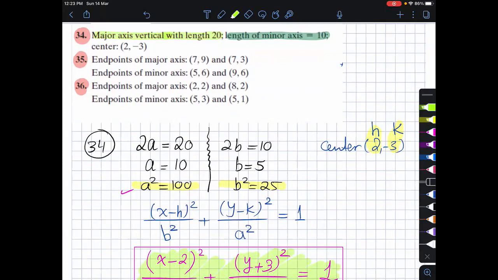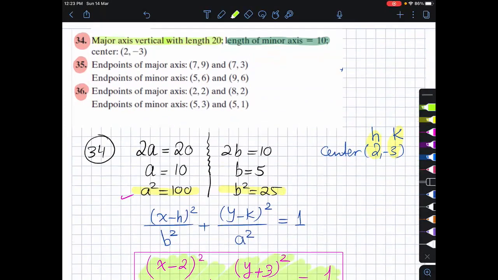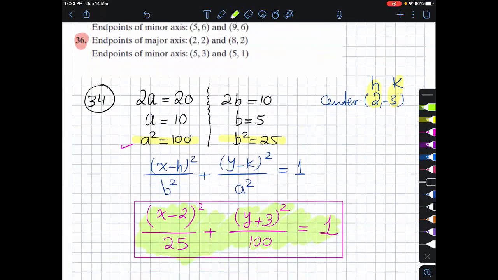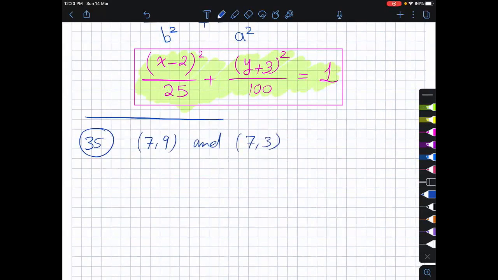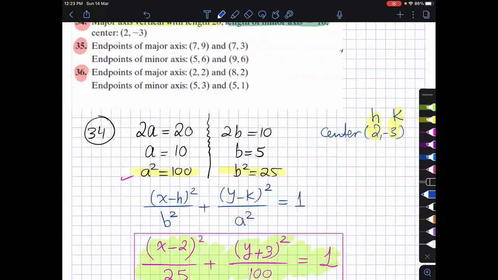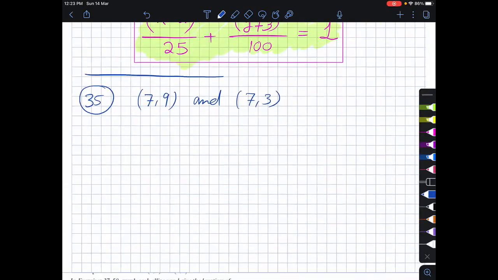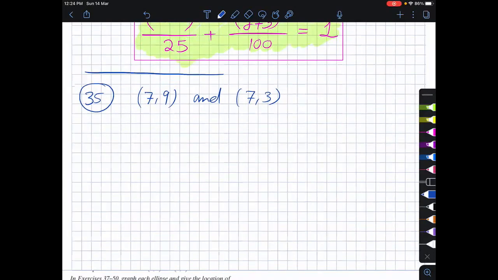Yes, Omar. Endpoints of the major axis are (7, 9) and (7, 3). So it has a vertical major axis with length 9 minus 3, which equals 6.